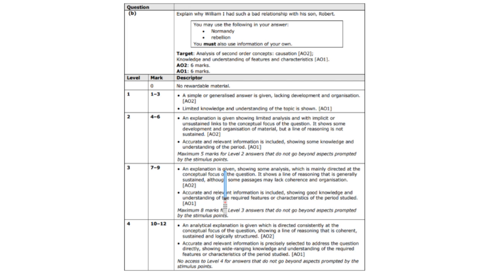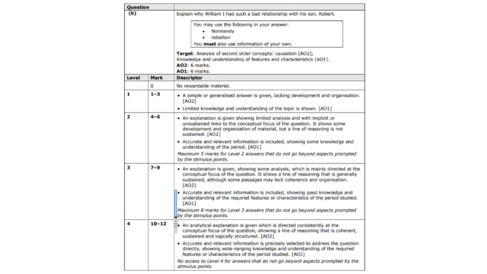So once again, you are using those connectives, you are using those development words, you are explaining something. And it is mainly directed at the conceptual focus of the question, the causation of William's bad relationship with his son, Robert. You do have a line of reasoning, so it's clear that you have some form of an argument in a paragraph, etc. Although some parts of your work may lack coherence and organisation.